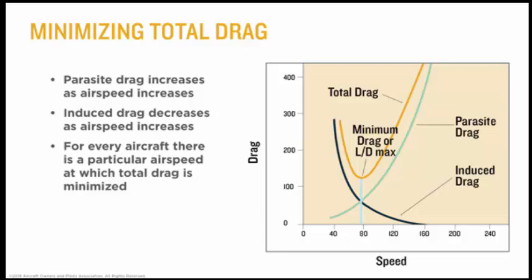And the opposite is true for parasite drag, which increases as the square of airspeed. So in the graph, it's easy to see there's a point where induced drag and parasite drag are minimized. For every aircraft, there will be a specific airspeed at which total drag is minimized.